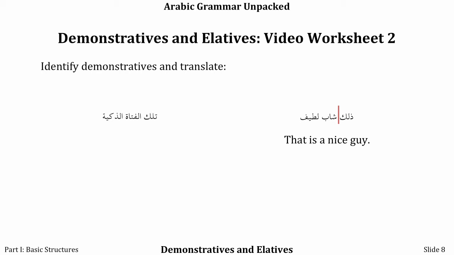Tilk al-fatat al-dhakiya. All three of these words are definite because tilka as a demonstrative is definite. So this is a phrase, not a sentence. We'd say, this smart young woman. In the third example, we have definite, definite, indefinite. So this is a sentence. We divide it here. Its subject is that house. What about it? It's big.